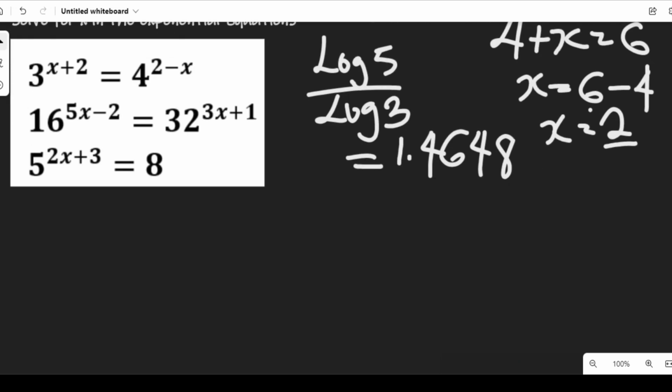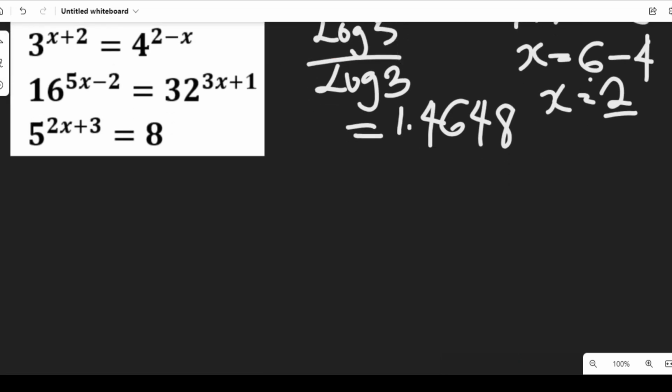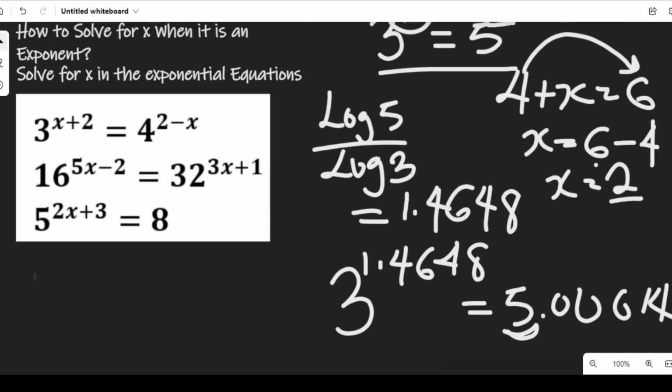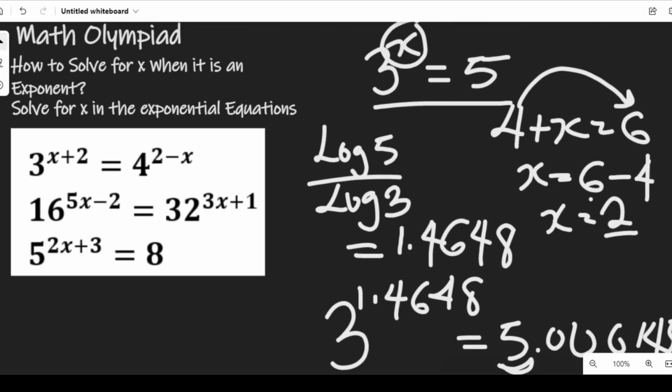Now let's try that out. If we raise 3 to the power 1.4648, you use your calculator to find 3 raised to this power, and it is going to give you 5.000145. So you see, it's similar to what? 5, which tells you that solving questions like this by converting them to logarithms can be a perfect solution.